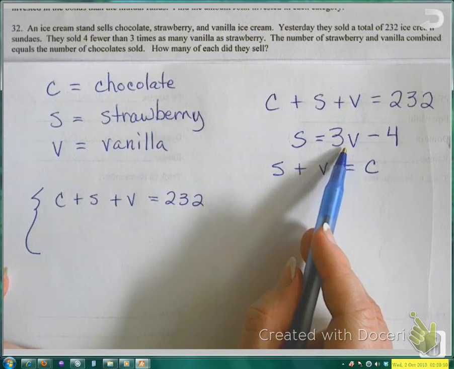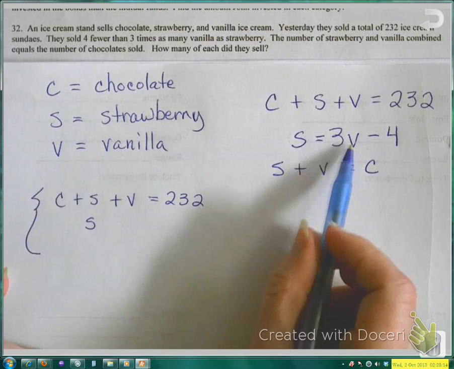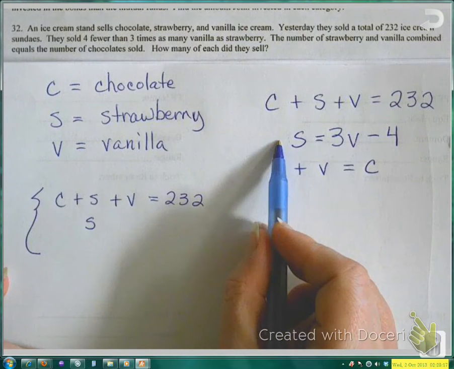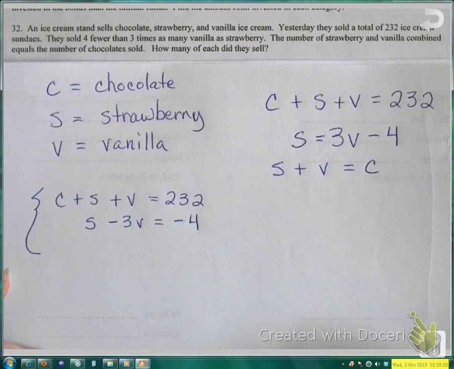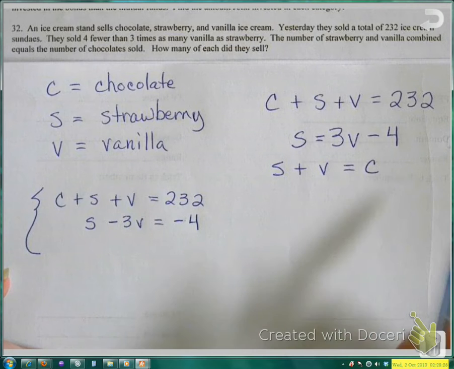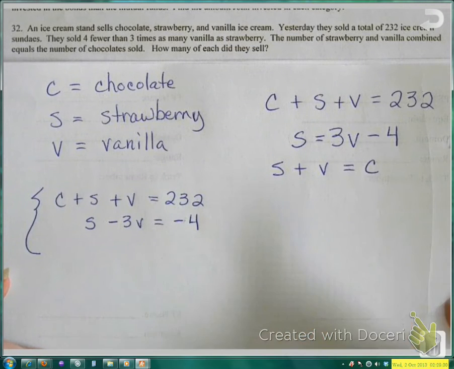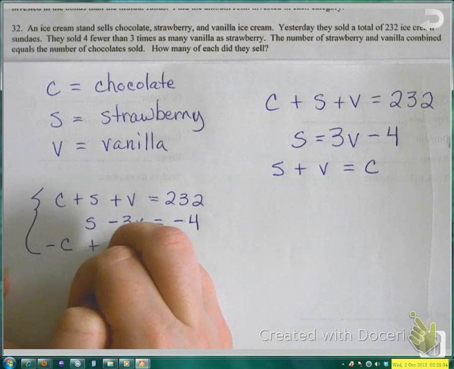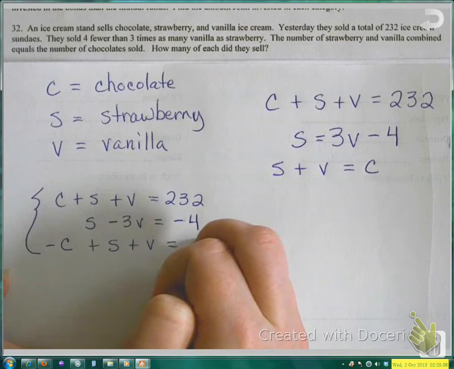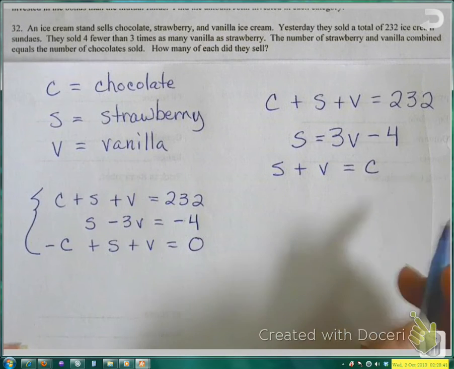In the next equation, notice there isn't a C, but I do have an S. And when I move that V over to the other side, what am I going to do? I'm going to subtract it. So I have minus 3V, and that's equal to negative 4. Alright? Now if we put this all on one side, the C would come first, but it would be what? Yes, negative C plus S plus V equals, well, 0. There's nothing left over there, so it's going to be 0. So now I have my system of equations.